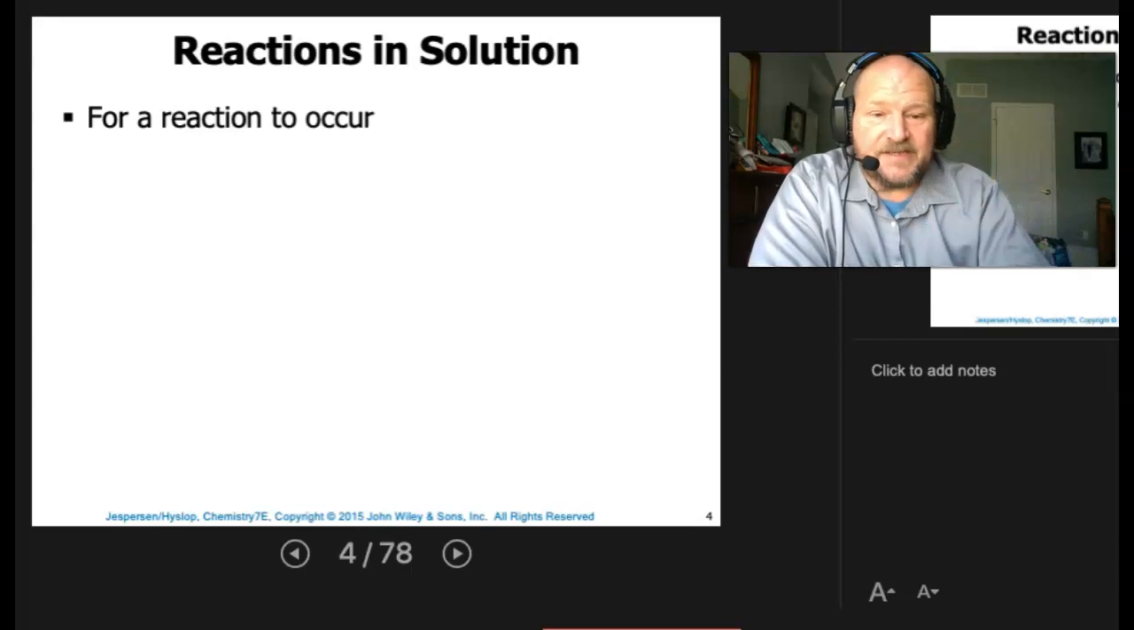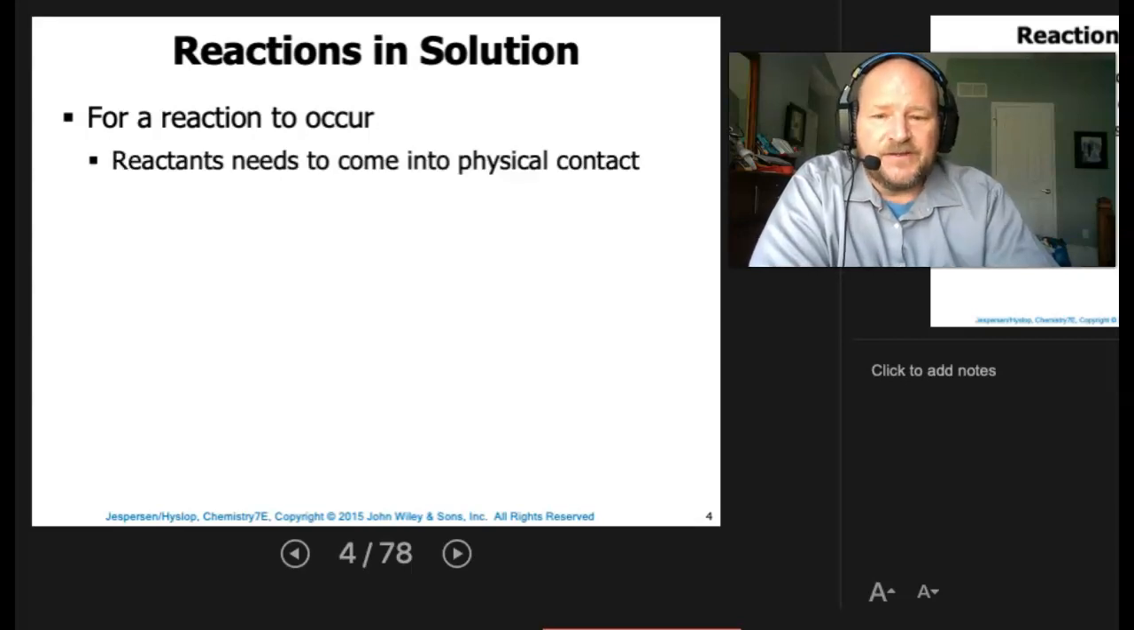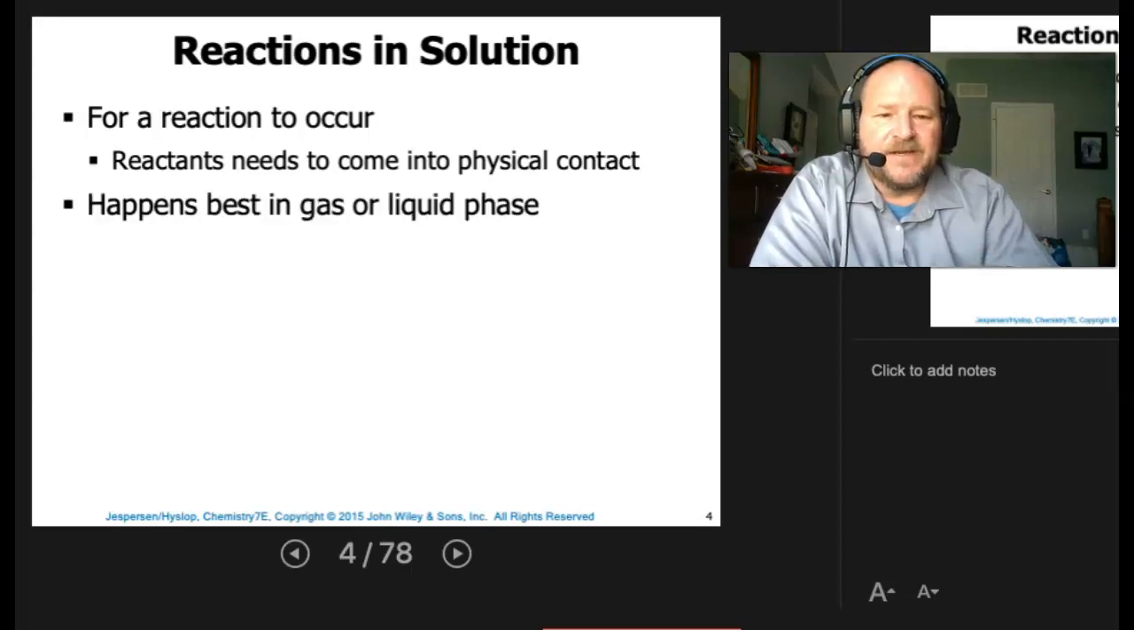In fact, if I take the solid salts, a lot of times they won't react. They need to be put into solutions so that the ions can move around. So the reactants need to come into physical contact with each other. And as solids, that's not able to happen, right? So we can make that happen best with either gas or liquid phases, right? And of course that makes sense.